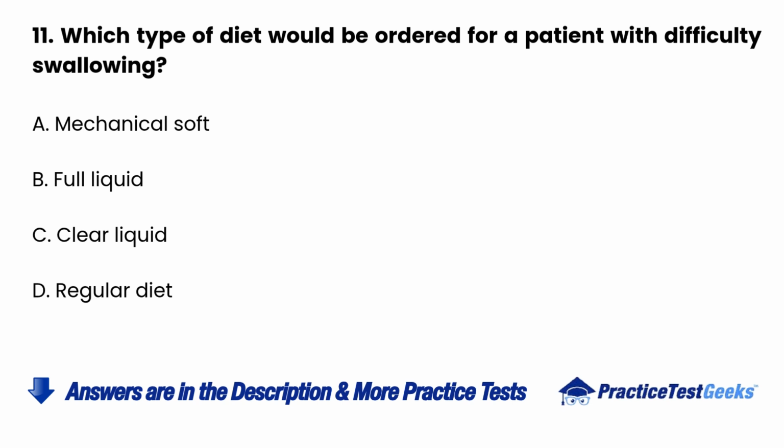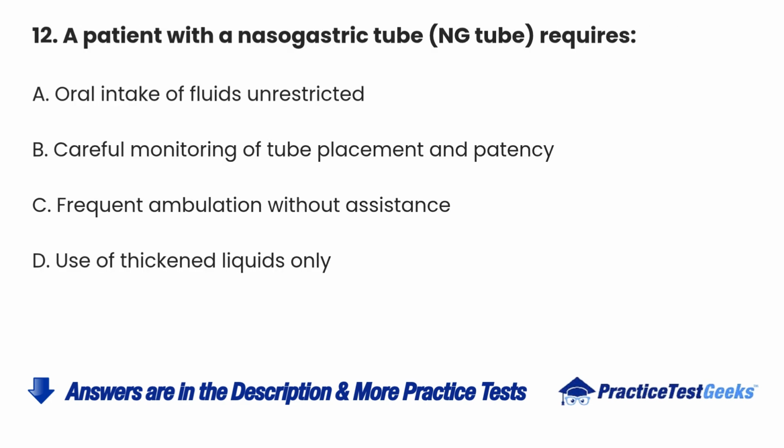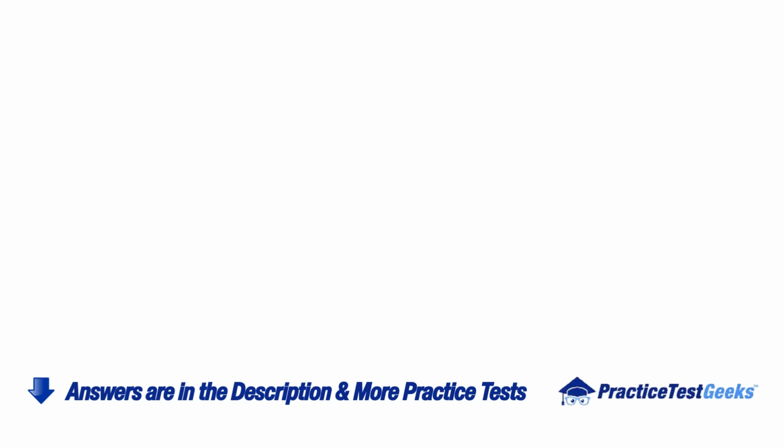11. Which type of diet would be ordered for a patient with difficulty swallowing? A. Mechanical soft. B. Full liquid. C. Clear liquid. D. Regular diet. 12. A patient with a nasogastric tube (NG tube) requires: A. Oral intake of fluids unrestricted. B. Careful monitoring of tube placement and patency. C. Frequent ambulation without assistance. D. Use of thickened liquids only.